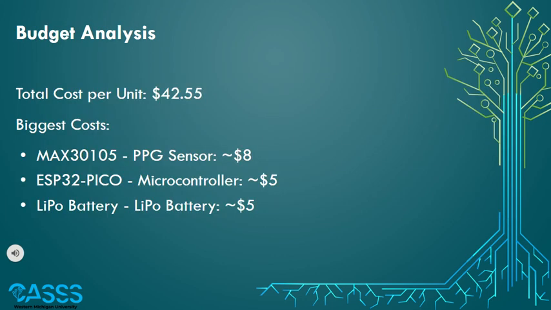On to the budget. The total cost for a single unit is $42.55, including all the necessary components and PCB manufacturing and material costs. This was lower than we had expected, which is a win. The biggest costs are the MAX chip, the ESP32, and the LiPo battery, understandably so. To further optimize the system in cost, we'd require finding a cheaper PPG sensor and microcontroller. However, regarding the battery, there may not be much optimization area since powering PPG LEDs is power consumptive.